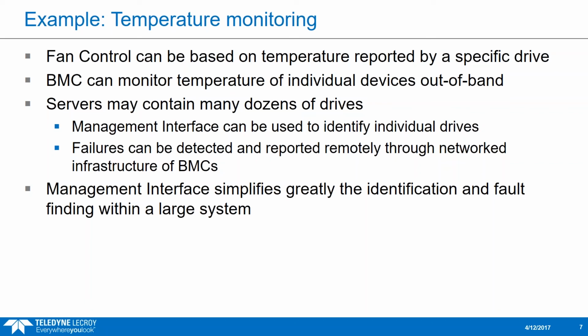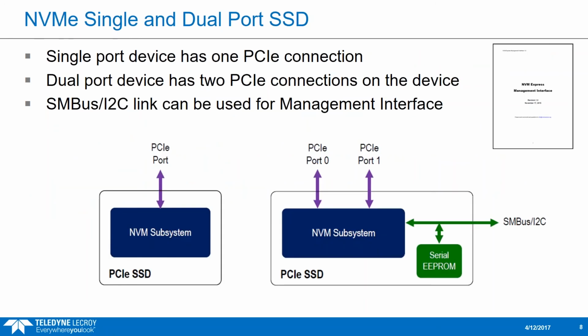It could be a simple thing like using the management interface to flash the LED on the front of the drive to identify which drive is failing if you had a failing drive. These failures, you can detect them and report them through a networked infrastructure of the baseboard management controller. So you have some remote access to the baseboard management controller operating system independently of the server operating system. So the management interface basically simplifies the identification and fault finding within a large storage system.